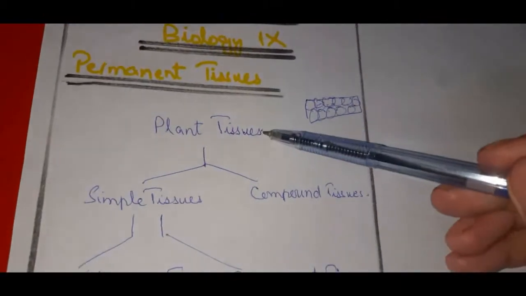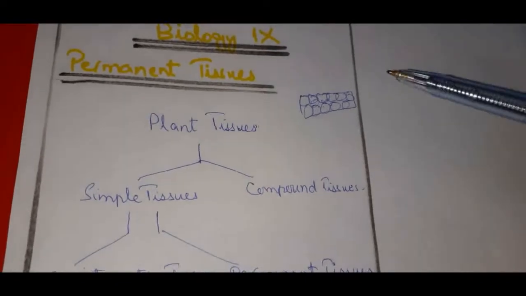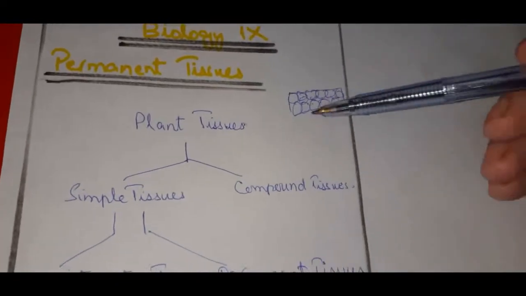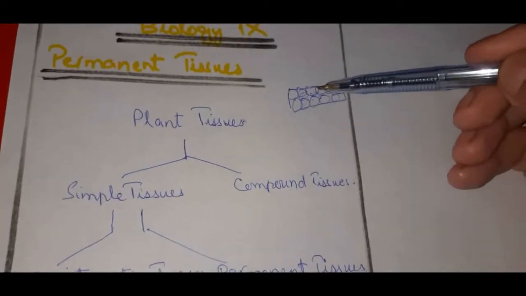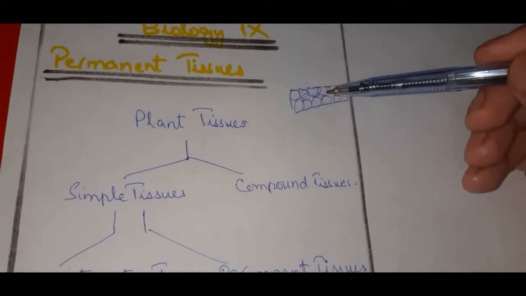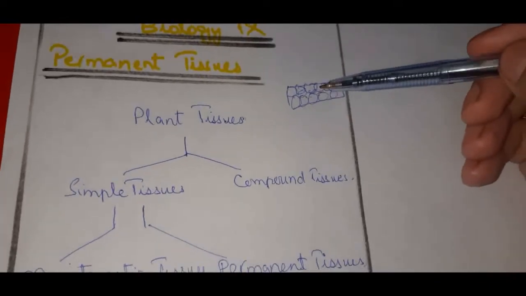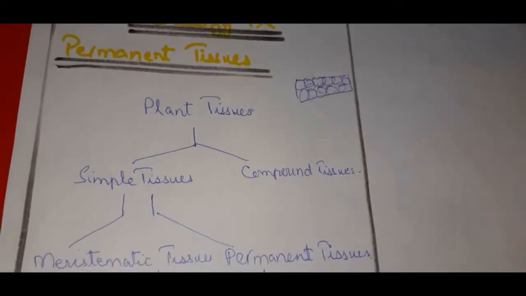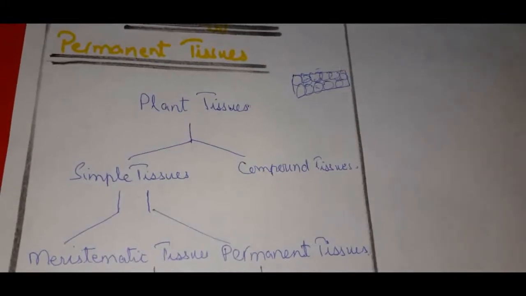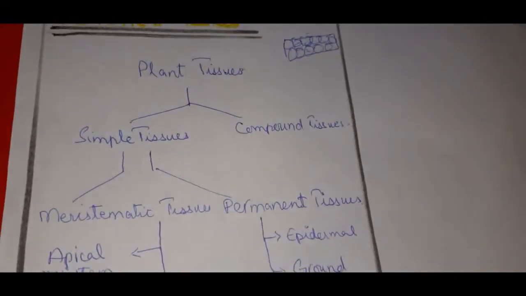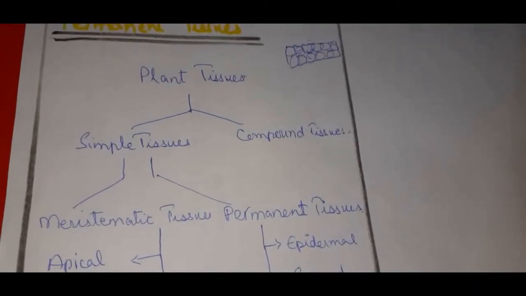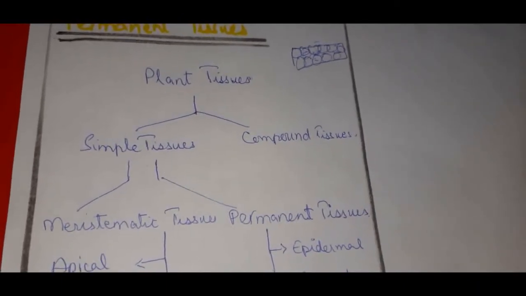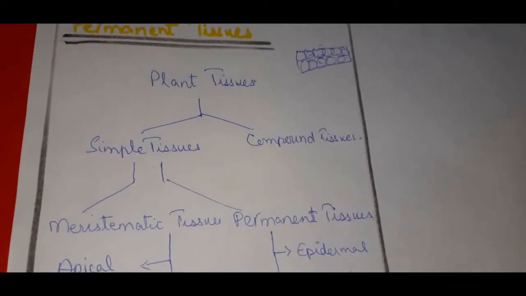Before going into permanent tissue, I would like to recall what tissues are, or what we learned before. We learned earlier that tissues are a group of cells which perform similar or common functions. All of the cells in the tissues depend on each other. It was the main point which we discussed. And then we said that there are two main types of plant tissues: simple tissues and compound tissues.